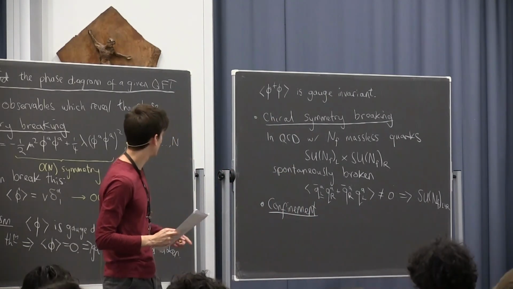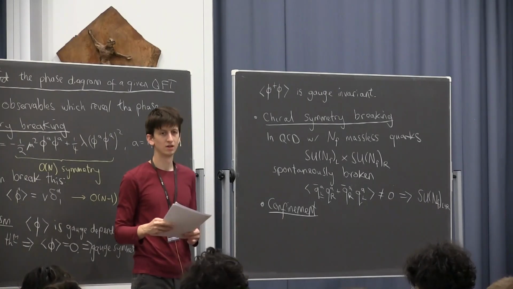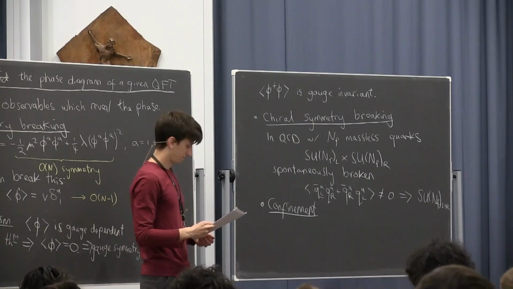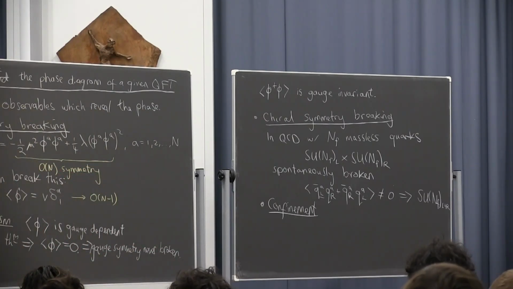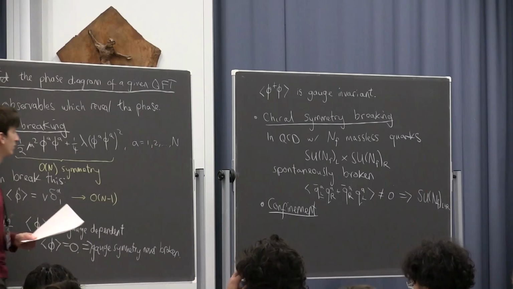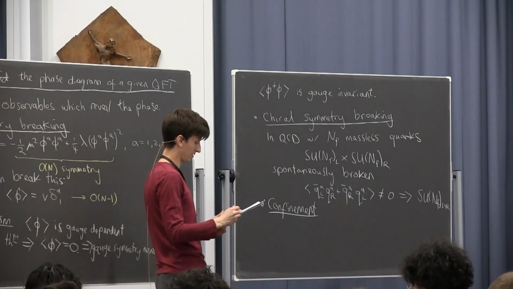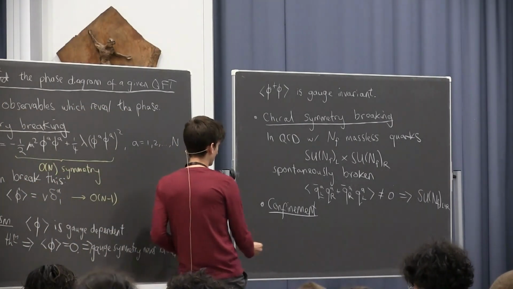Most of these have chatted about symmetry before. How about confinement? Here we have a deconfined phase, here we have a confined phase. What kind of an order parameter can we get to determine whether or not we have confinement?